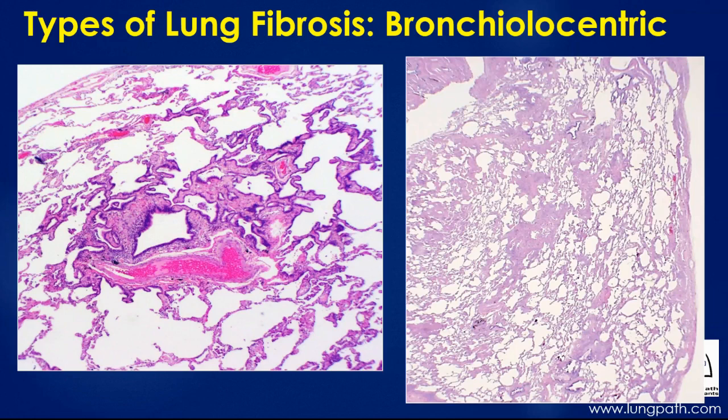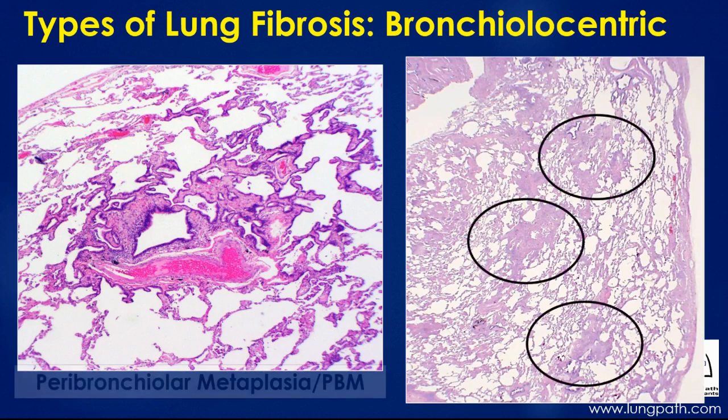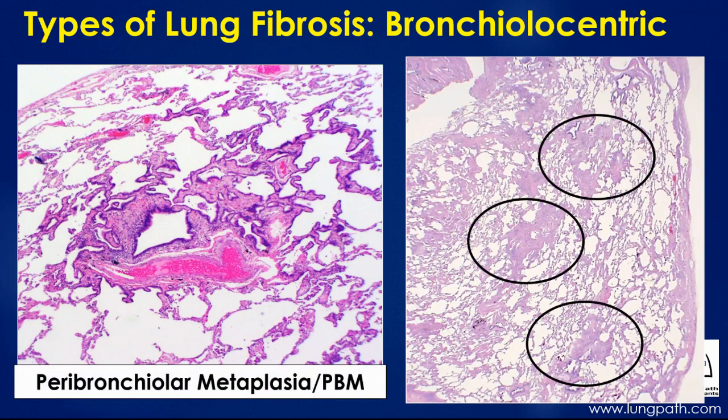Moving on to other patterns of fibrosis. What about at low power if you look down and you see evidence of fibrosis, but it shows a distinct bronchiolocentric pattern? That's a useful finding in terms of differential diagnosis. You may see that as peribronchiolar metaplasia on the left, or as just centrolobular areas of scarring around where the airway should be, as you see on the right-hand side, without a lot of peribronchiolar metaplasia.